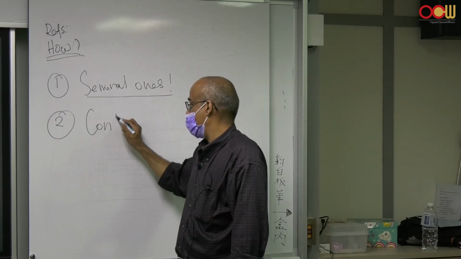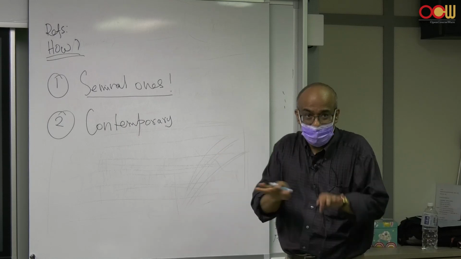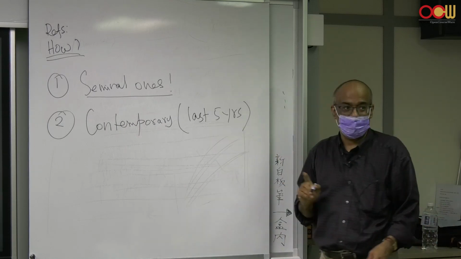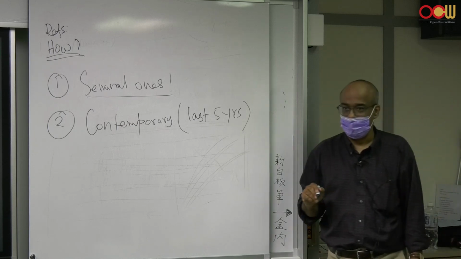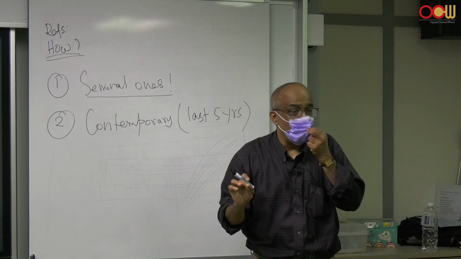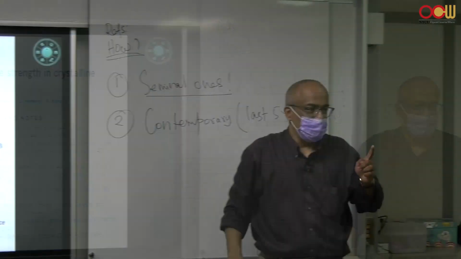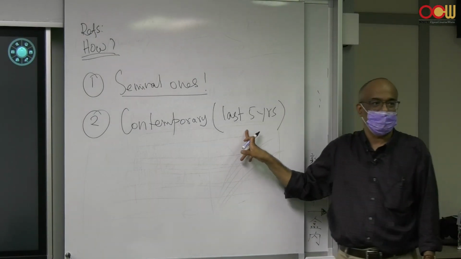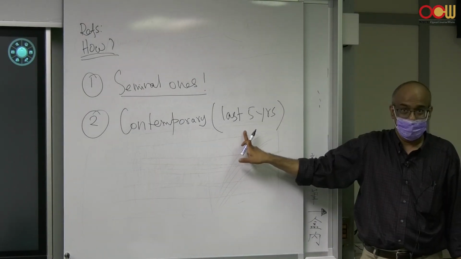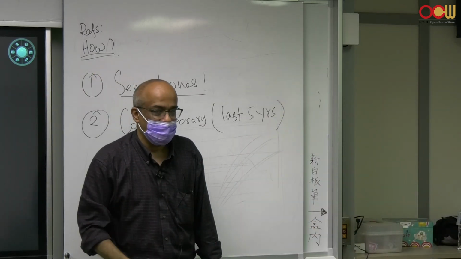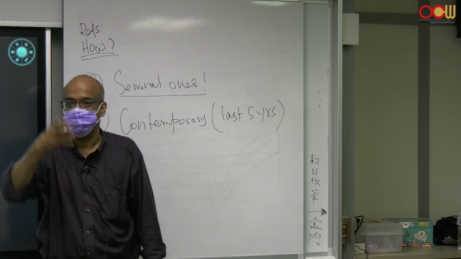2, contemporary. What is the meaning of contemporary? It means now. You can tell me what is now. It's not defined. Last 5 years. That's a rough definition of contemporary. So choose papers that you want to cite in your work which are within the last 5 years. This is very important. Let's say you have a list and 70% of your references are from 1960, 1940.